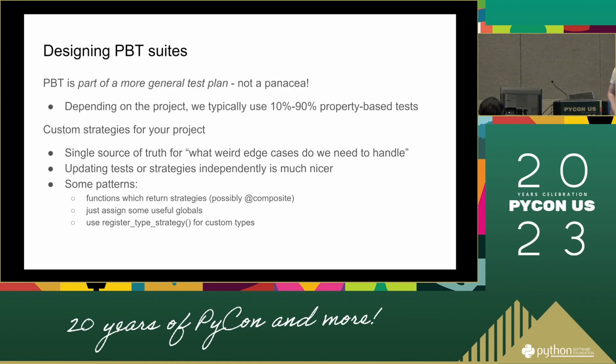A couple of patterns for that. One, which we've seen here, is to just write a function which returns a strategy. Those may or may not use the composite decorator that we saw. One underrated approach is literally just writing some global variables. Write out the strategies in detail and assign them to a global variable that you can use later or import from other test modules. And register type strategy for custom types.